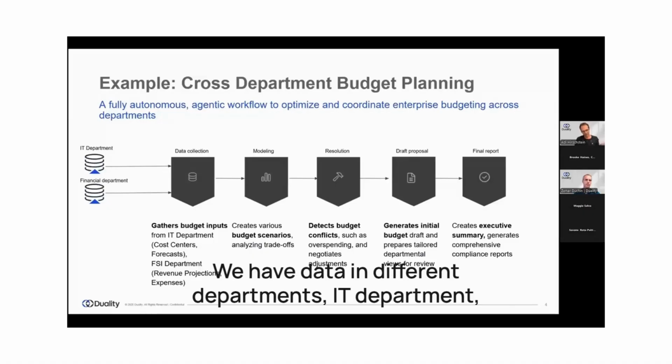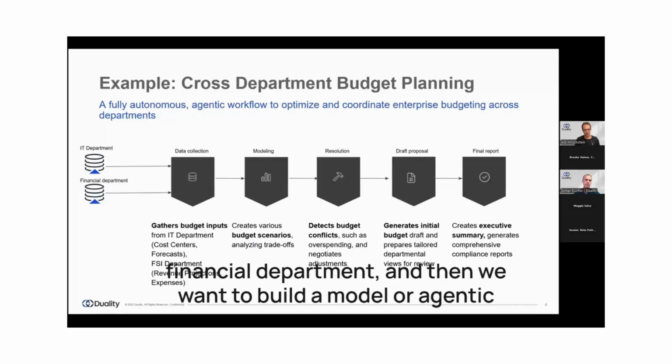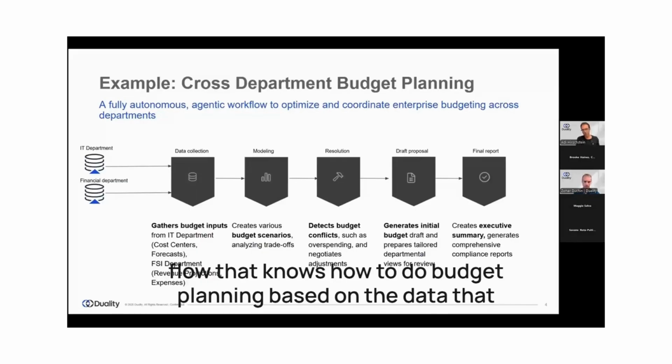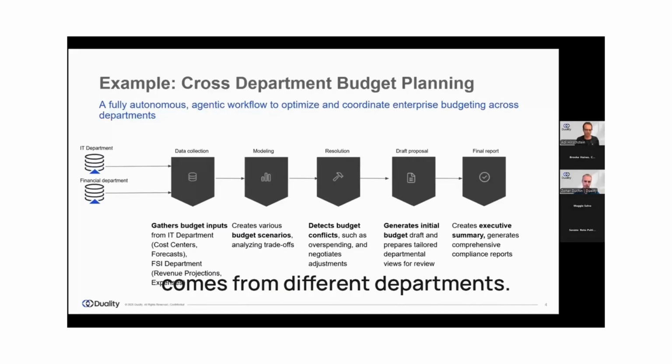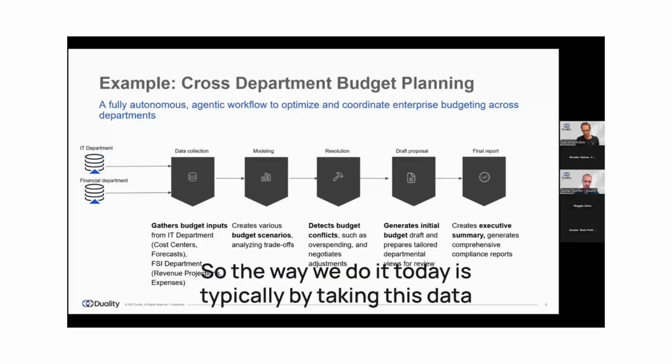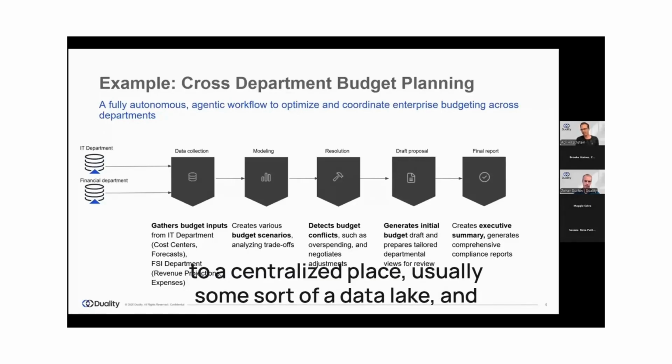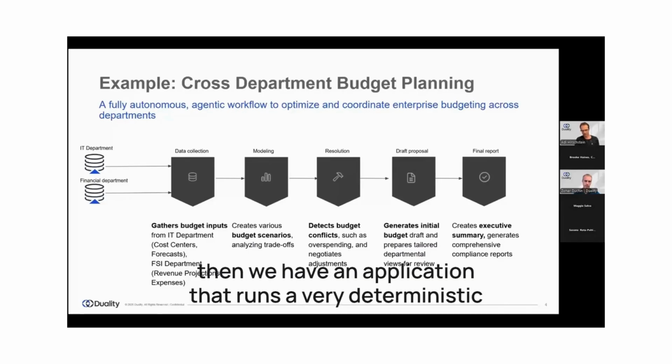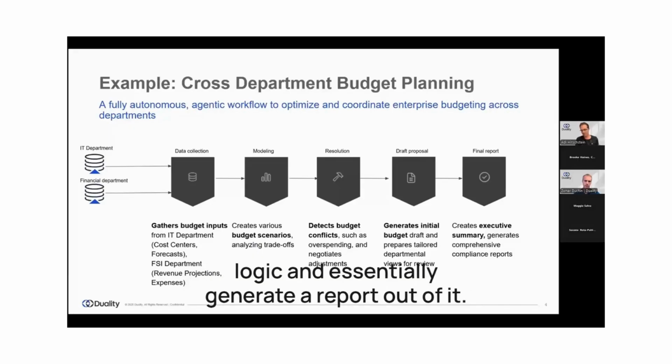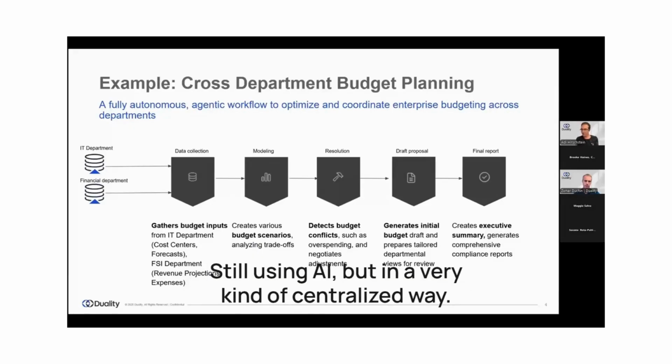We have data in different departments, IT department, financial department, and then we want to build a model or agentic flow that knows how to do budget planning based on the data that comes from different departments. So the way we do it today is typically by taking this data to a centralized place, usually some sort of a data lake, and then we have an application that runs a very deterministic logic and essentially generates a report out of it. Still using AI, but in a very centralized way.